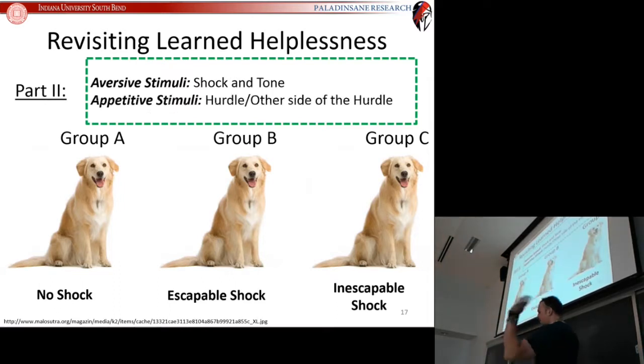All right, and I jumped the gun. The appetitive stimulus in this case would be the hurdle, or the other side of the hurdle. So during the course of this experiment, they probably spent more time close to the hurdle because again, they wanted to jump over it. And they actively went to the other side of the room, so they actively approached the other side of the room. And again, according to our definitions of appetitive stimuli, that means that the hurdle and the other side of the room was an appetitive stimulus.